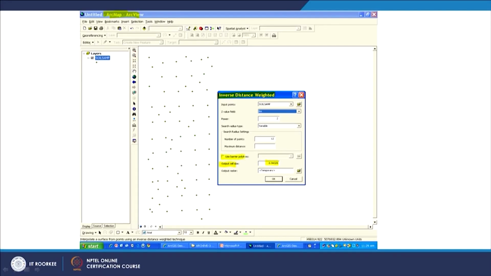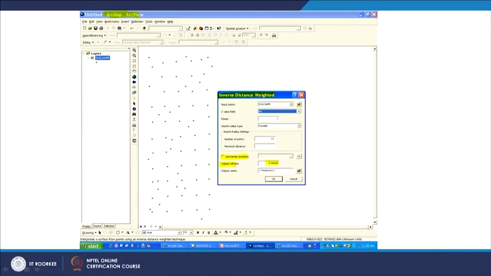And if I have prior knowledge about the terrain or of that area, then I should also provide the barrier information, which will bring abruptness in my data, and that would be a surface representation closer to reality than a surface representation without barriers. So, if we want to create a more realistic surface, all this information, especially about the barriers, is very much required.